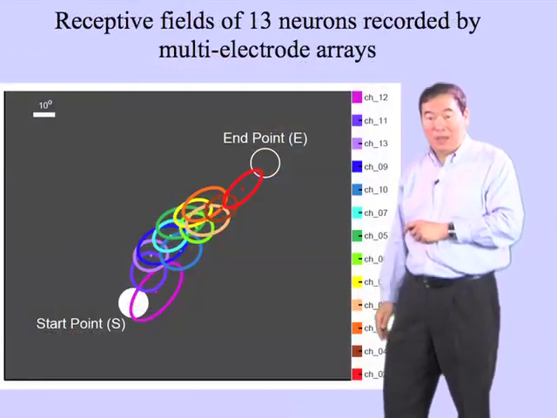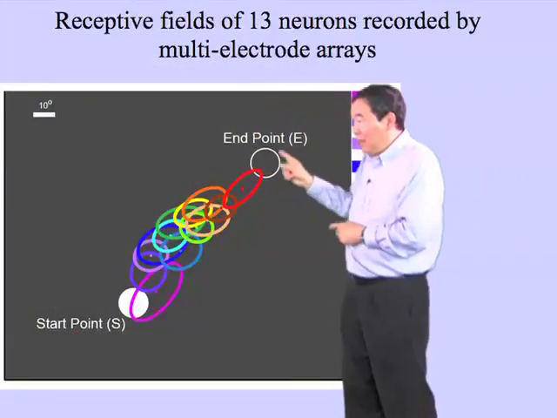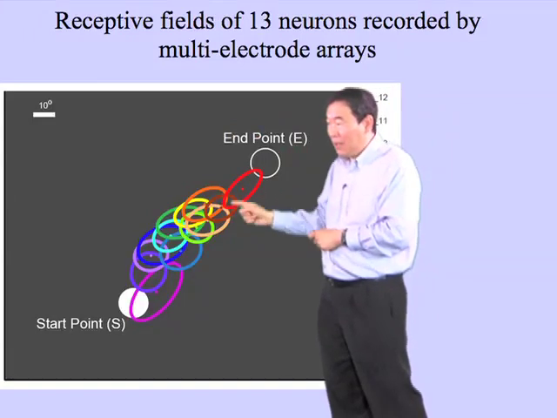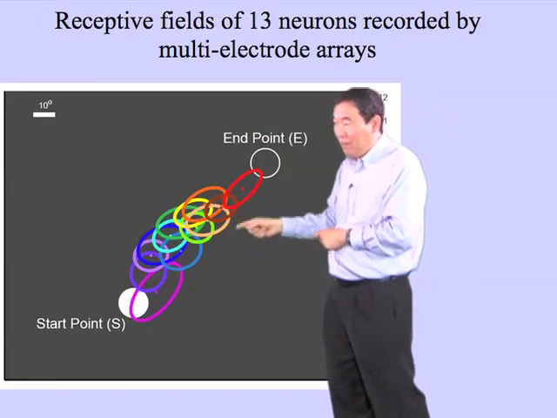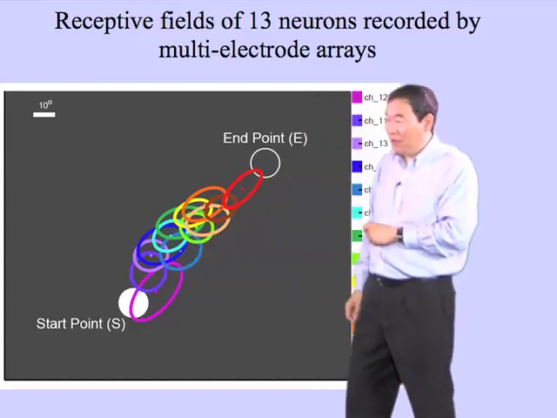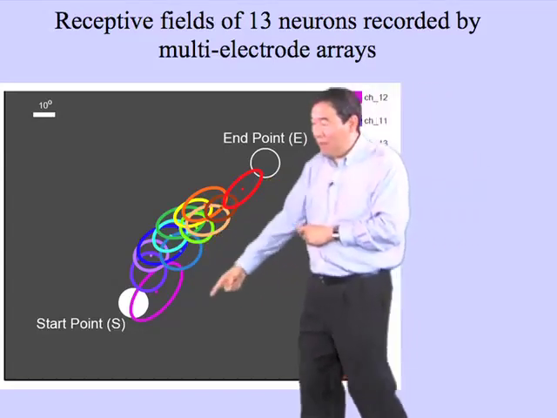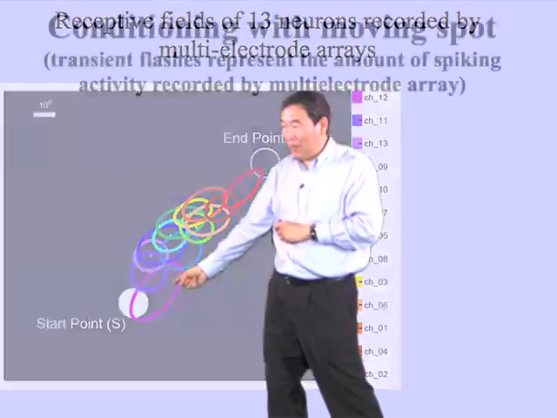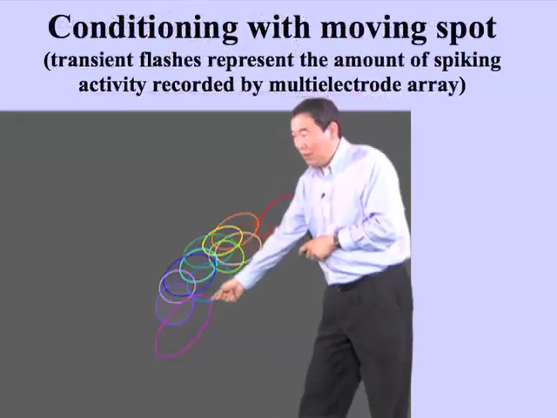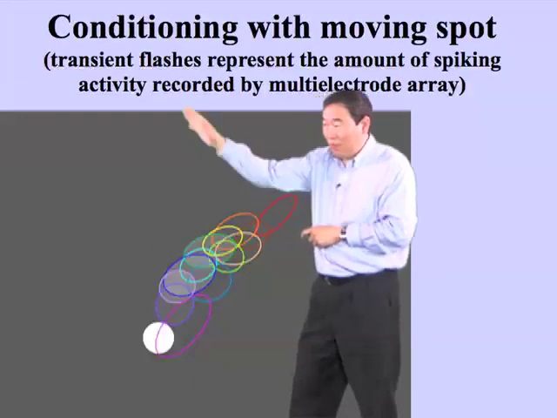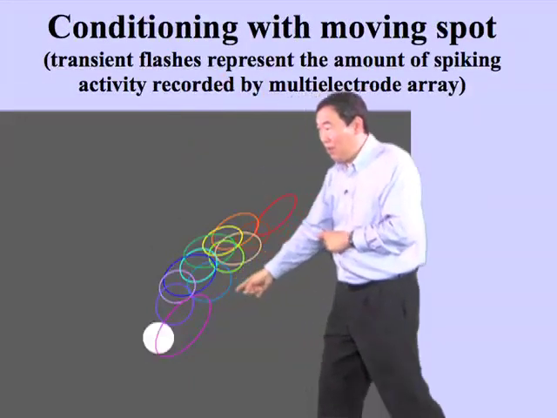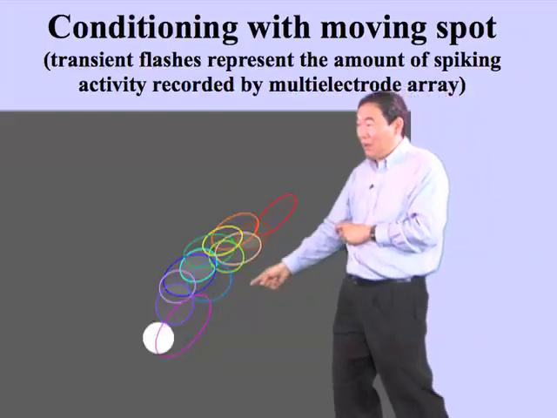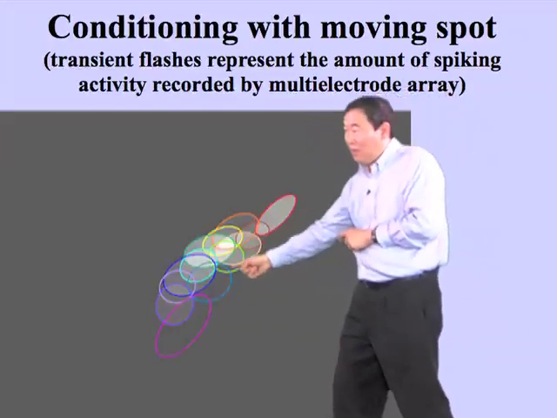So it is illustrated here. Now we have a group of cells. These are the cells that are being fired, recorded cells that have receptive fields at different locations in the visual field. So now we have a moving spot, starting from this point and moving across the screen during training, conditioning. So you have a moving bar spot from here moving across.